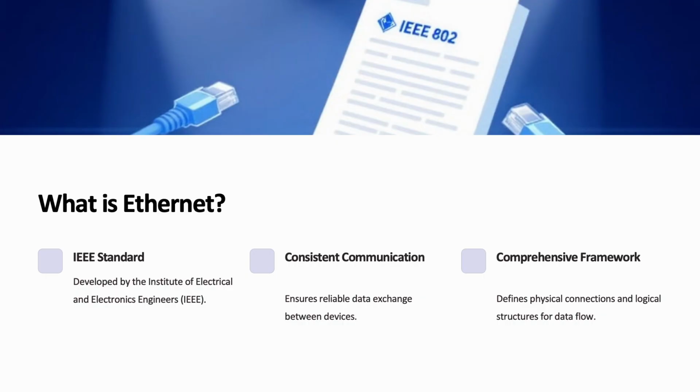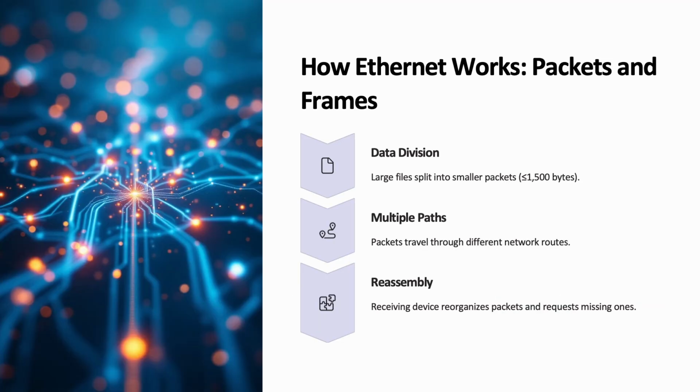Ethernet uses a packet-switched based system. This means large files or data streams are divided into small pieces called packets or frames. Packets can take multiple paths across a network, which sometimes means they arrive at their destination out of order or even get lost. The receiving device keeps track of incoming packets, reorganizes them, and requests missing information if required.